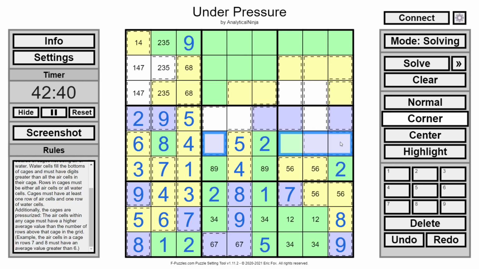Well, yeah, let's just look at what's left in this row. We need a 1, which actually can never go in the water cells, so this is the 1. 3, 9, and 7? This can't be a 9. Huh. That puts a 3 into one of the water cells.